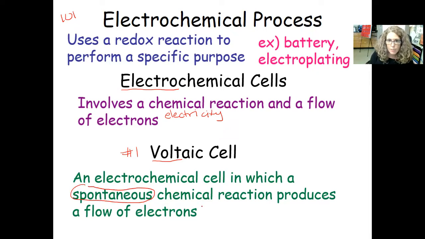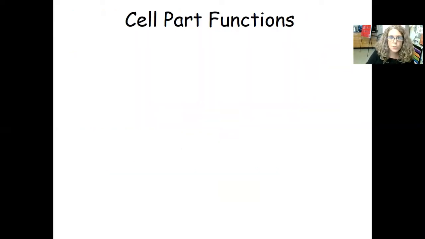A spontaneous chemical reaction produces a flow of electrons, right? That flow of electrons comes from our redox reaction, where we have oxidation and reduction. Lose electrons, gain electrons, right? In that process of losing and gaining, we capture those electrons, and that's called a voltaic cell. And remember, a voltaic cell is spontaneous, and I like to remember that because it produces voltage by itself. So we need to understand the parts of our voltaic cell.